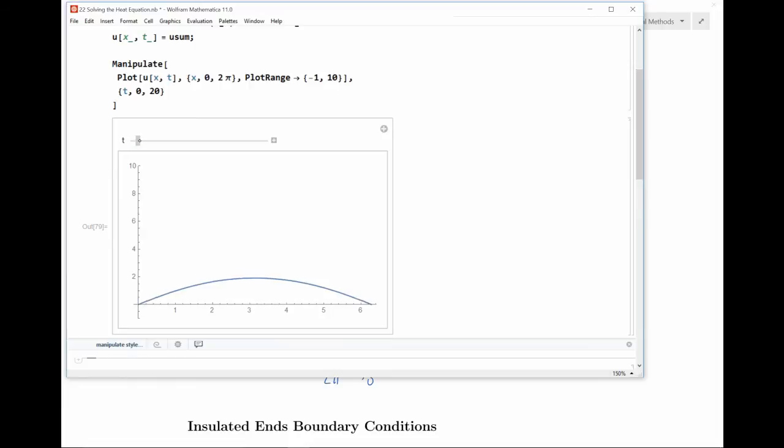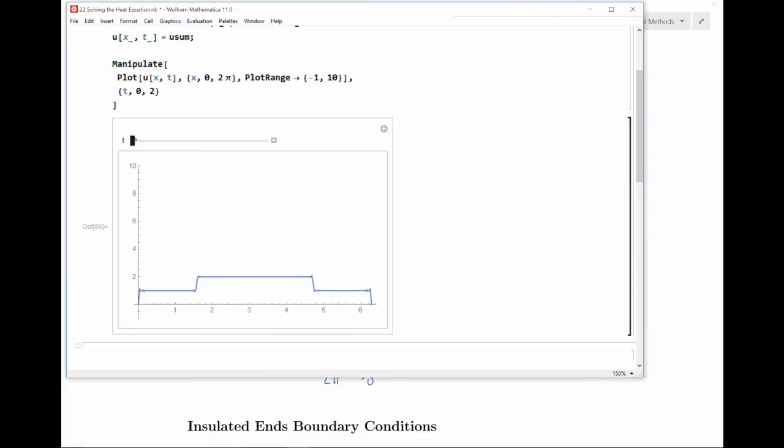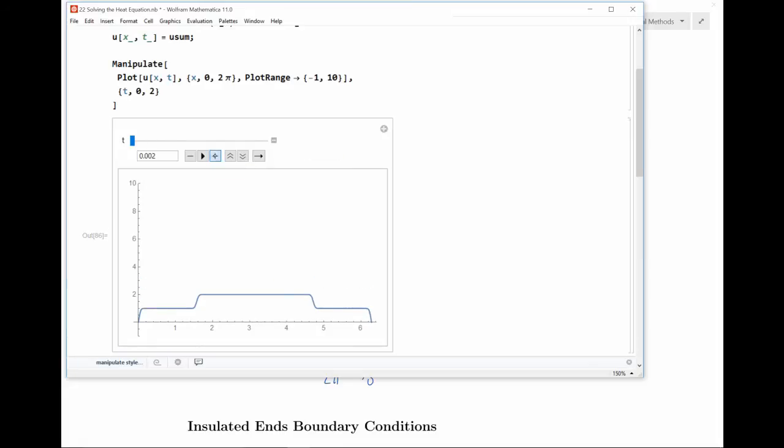Now, if I let t progress, we can very quickly see that the temperature evens out pretty quickly and goes to 0 as quickly as it can. The interesting stuff happens very early. So let's manipulate not for the first 20 seconds, but the first 2 seconds. If I move it slowly, we can see that very quickly my temperature distribution becomes very smooth.